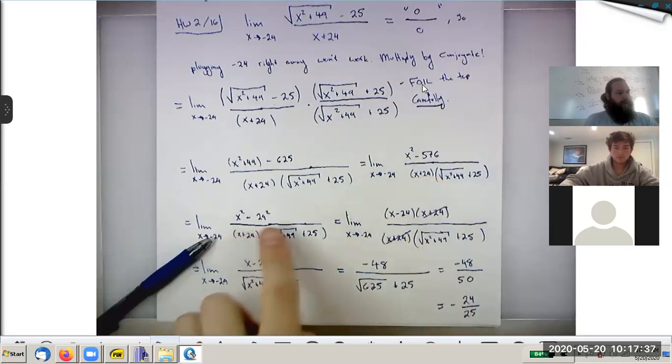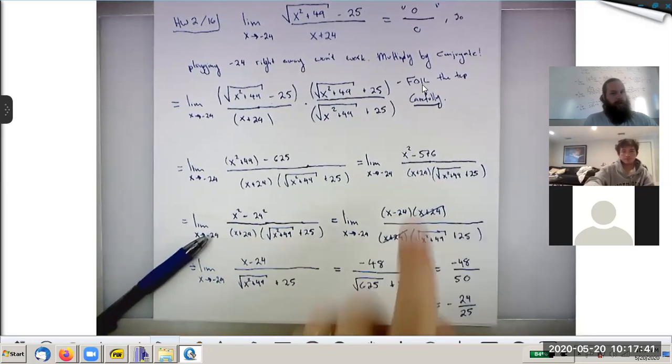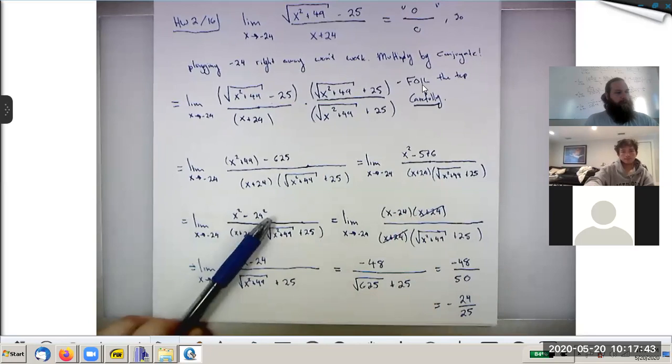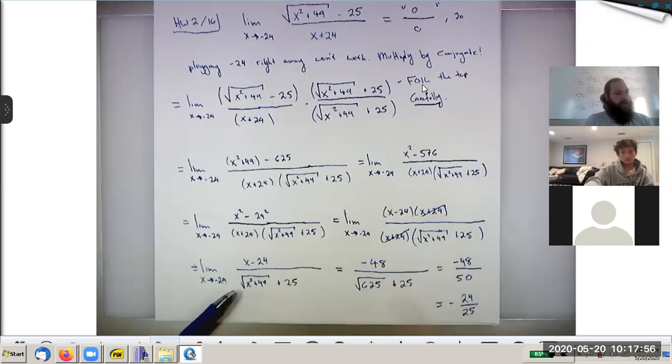But having written that as x squared minus 24 squared, I can factor the top as a difference of squares, right? A squared minus b squared is always a minus b times a plus b. So that's here to here. And then we cancel. And finally, the problem factor, x plus 24, is gone from the denominator. So I can go ahead and just plug in. Cool?